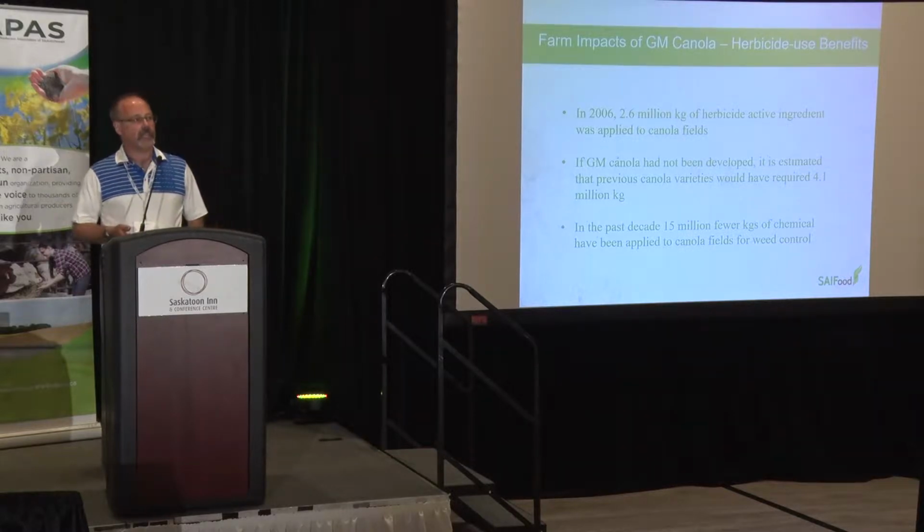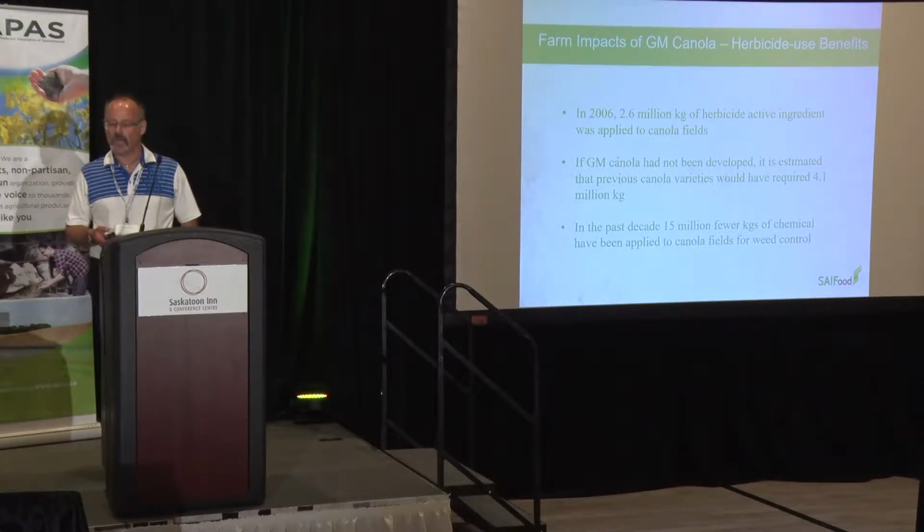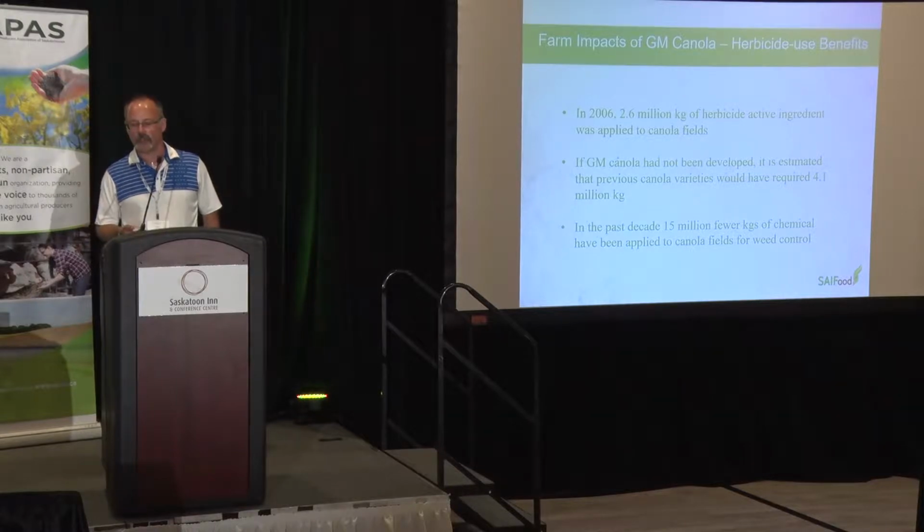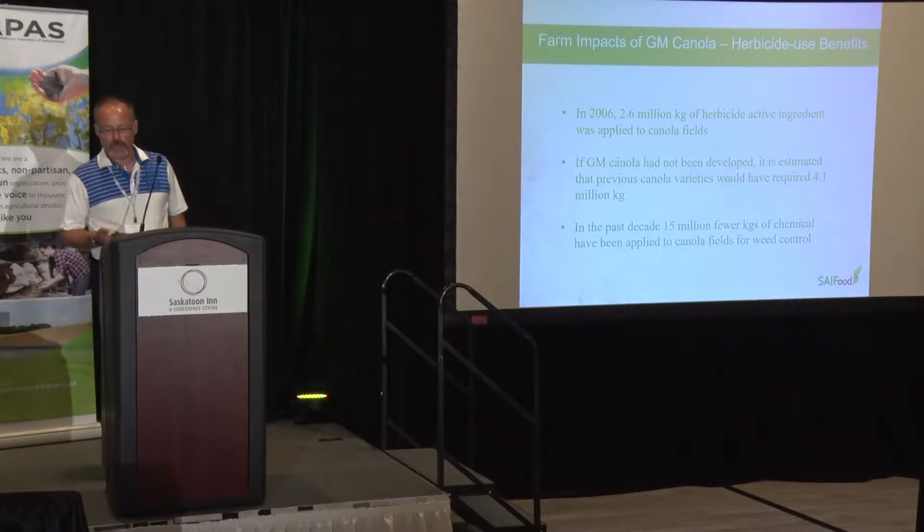When we look at some of the changes in herbicide use that resulted from this, we estimated that there was about 2.5 million tons of chemicals applied to canola fields in 2006, and had GM canola varieties, herbicide-tolerant varieties, not been developed, that would have required an additional 4.1 million kilograms of chemical to be applied to those fields.